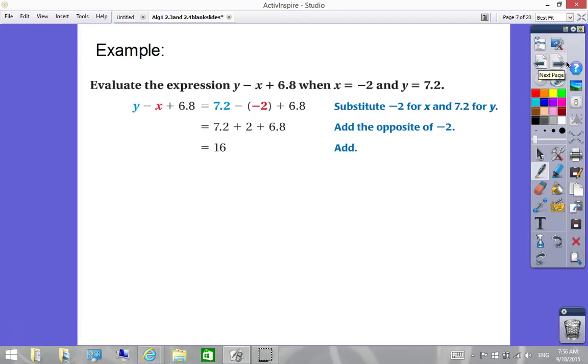So now we can evaluate expressions that involve subtraction when they give us values for the variables. Generally, what does that mean? Substitute for the variables. In this case, they gave us x is negative 2 and y is 7.2, and you can see where they substitute for x and y. Then it's a matter of simplification. In that first line, 7.2 minus a negative is changed to plus. Now you're adding up 3 positive numbers, which you could stack up and add, or you could add 2 of them and then add the third one. You get 16.